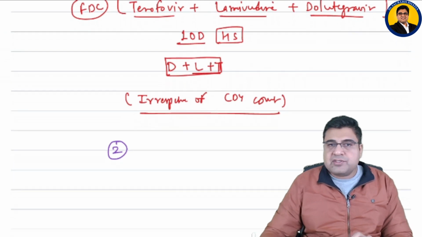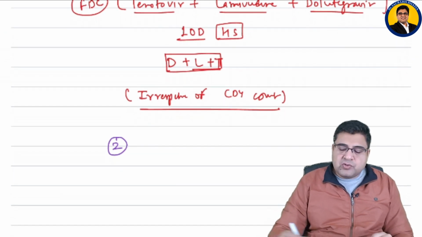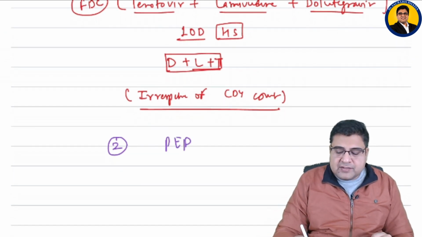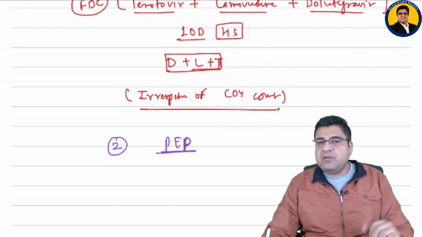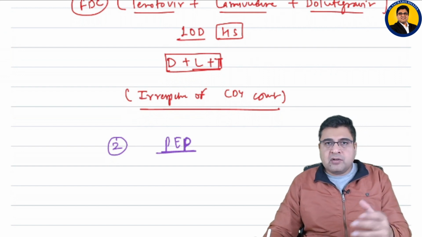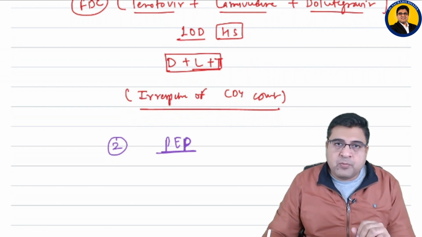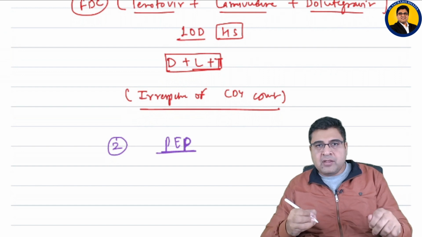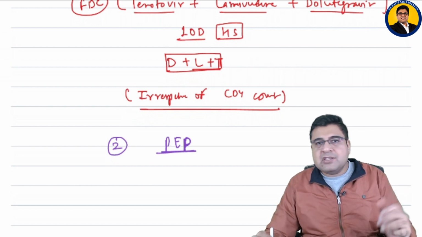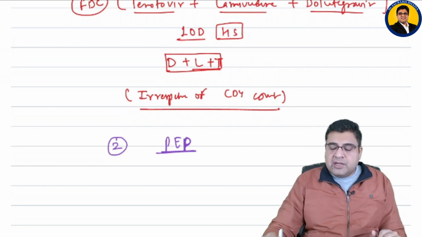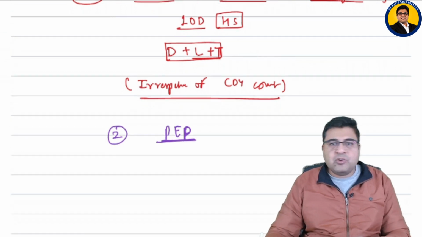The second question which they can ask you is about prophylaxis. We have post-exposure prophylaxis. Whenever any normal healthy human being gets exposed to an HIV positive patient, like you as a doctor, when you get exposed while doing the sampling, or maybe you have a splash of blood while doing surgery, you can have exposure to this HIV positive patient. This is the post-exposure prophylaxis that you require.